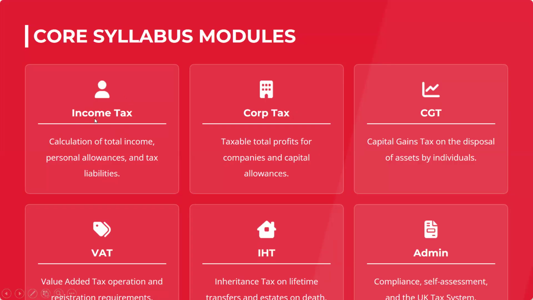So the first area is income tax. Income tax surrounds individuals. If I'm doing my job, if I'm an employee or an employer, if I'm having property income or whatever source of income I'm earning in the UK, I'll have to pay tax to HMRC.